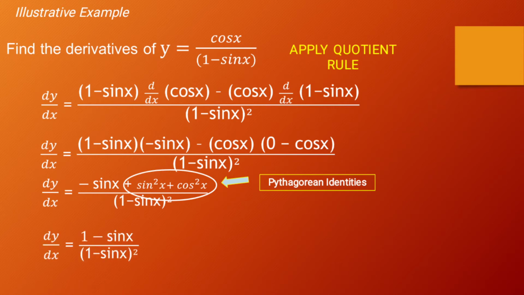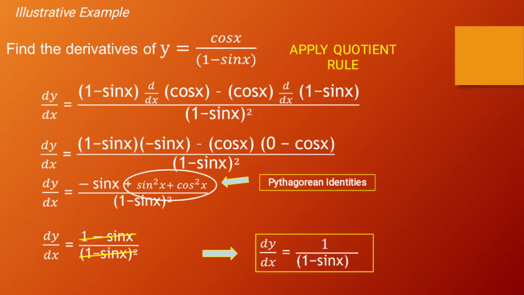Then for that, since sine squared x plus cosine squared x is equal to 1, we have 1 minus sine x all over the quantity 1 minus sine x squared. And we can also cancel the 1 minus sine x in the numerator and in the denominator. And our final answer will be 1 over 1 minus sine x.